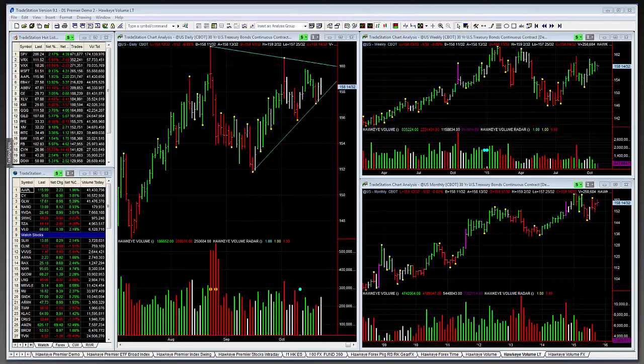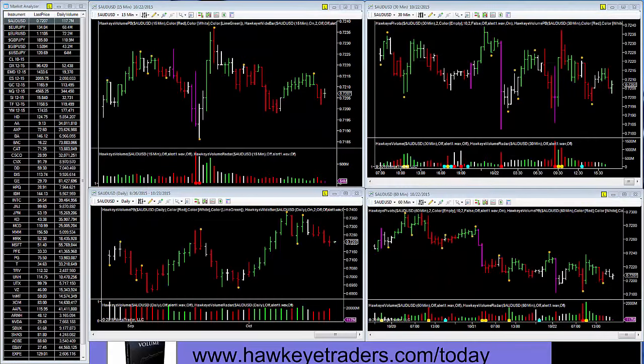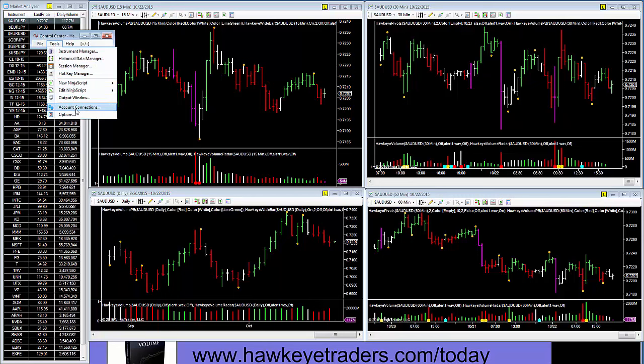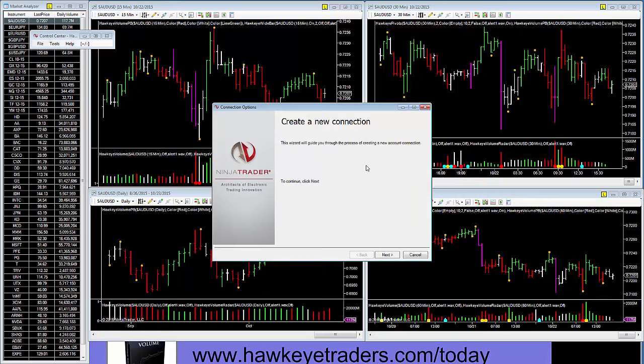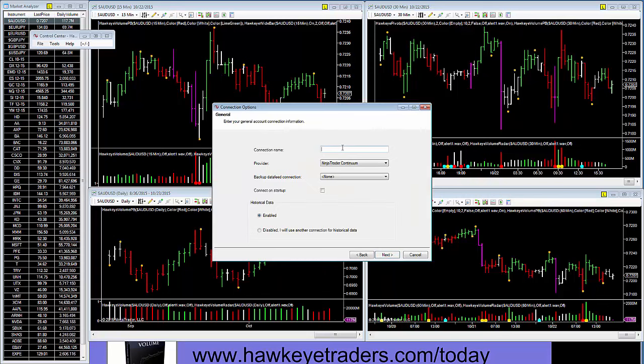So let me switch over to my Ninja platform and share that with you. Okay, if you go to your control center, under Tools, go to your account connections. It's very easy to integrate. Okay, account connections, you can see I already have a TD Ameritrade account set up here, but you just simply add to create a new account, click Next, give it a name, My TD Account, and same information that you log in for Thinkorswim.